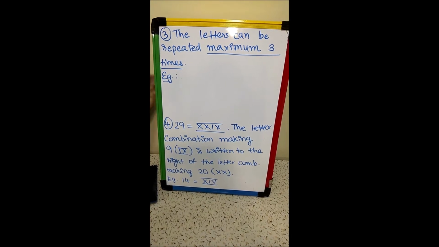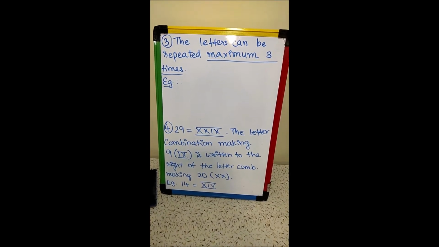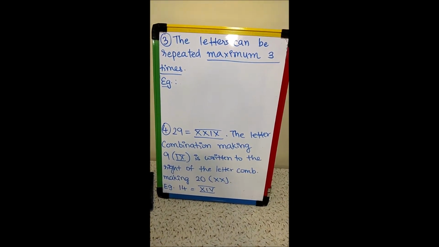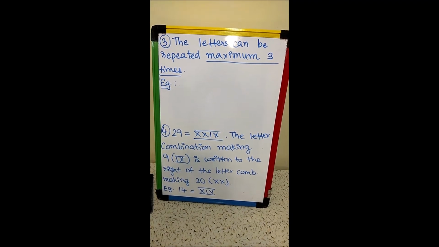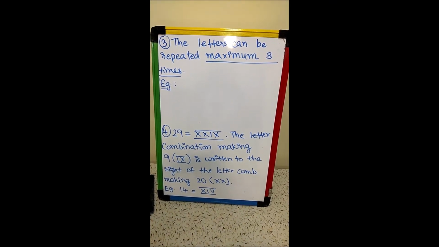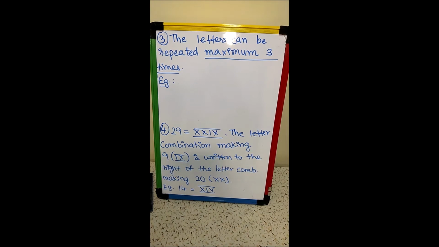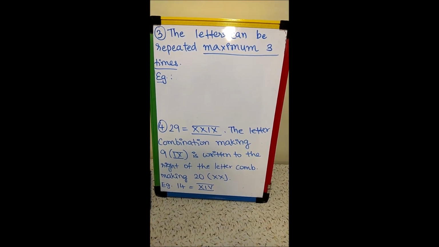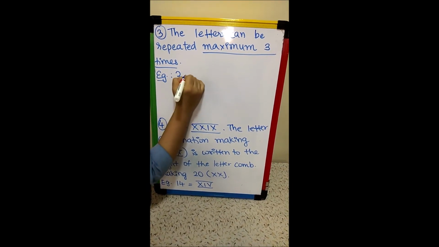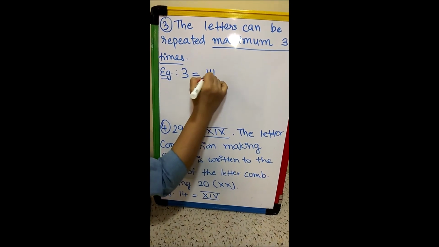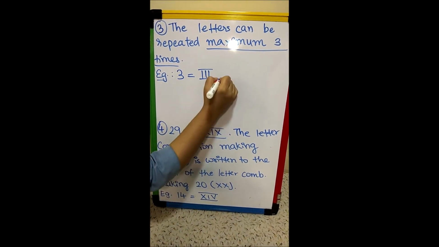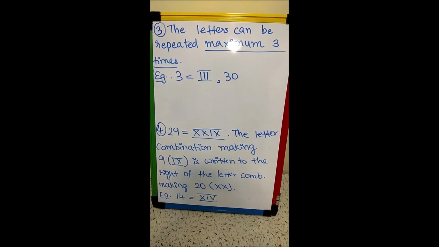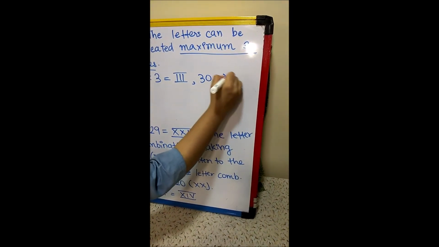Let us take the third rule. The third rule of the Roman numerals is that the letters can be repeated a maximum of 3 times. So any letter you can repeat up to 3 times. After 3 times you cannot repeat any Roman numeral. For example, if we are writing 3, we write I three times. Similarly, for 30, we write X three times.